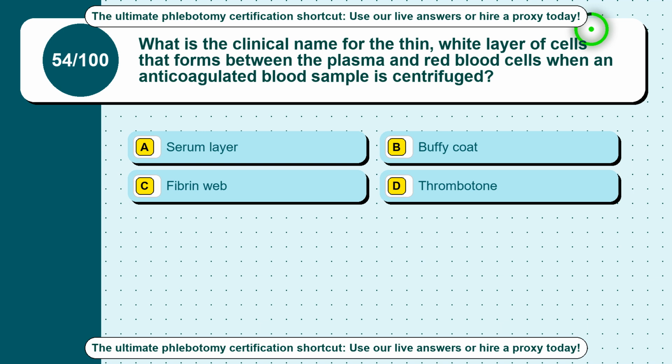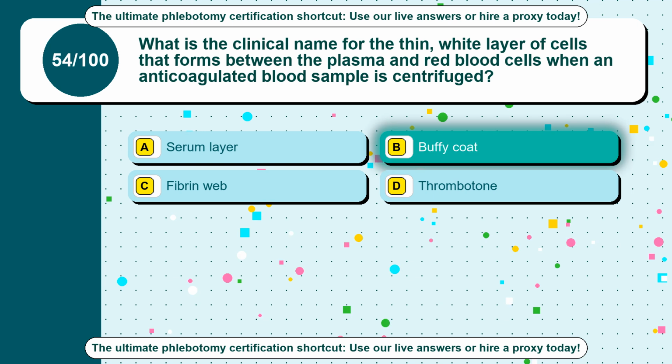Question 54. What is the clinical name for the thin, white layer of cells that forms between the plasma and red blood cells when an anticoagulated blood sample is centrifuged? Option A. Serum layer. Option B. Buffy coat. Option C. Fibrin web. Option D. Thrombotome. The correct answer is option B.